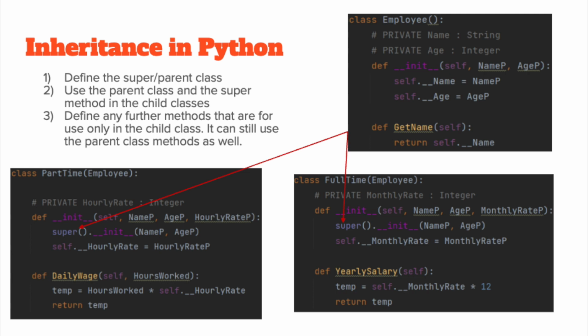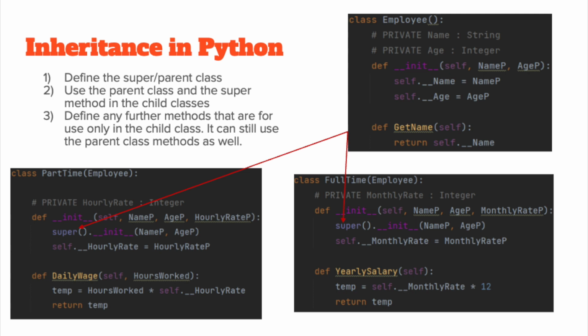To use inheritance in Python, you will first need to define a super or a parent class. Then you're going to use the parent class's methods in the child class. The name has to be the same. And then you're going to define any further methods that are only used for the child class. It can still use the parent class's methods as well, plus its own methods.